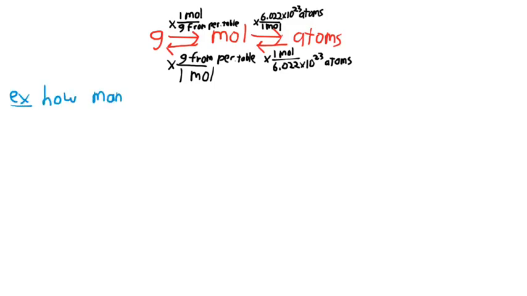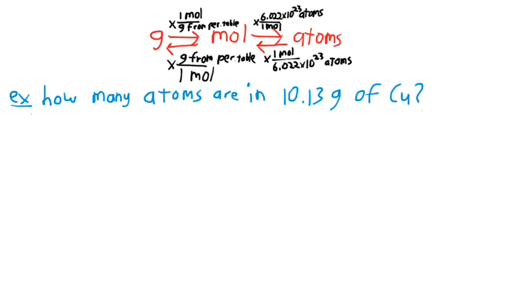So for example, we could ask how many atoms are in 10.13 grams of copper. So from grams, we'll start with the number given to us in the problem. We're going to convert to moles and then convert to atoms. It's certainly possible to do just one step with the right units, but I'm going to always show two steps, because in other problems we'll go just from grams to moles or just from moles to atoms. So I'd like you to be familiar with all the steps and not try to skip.